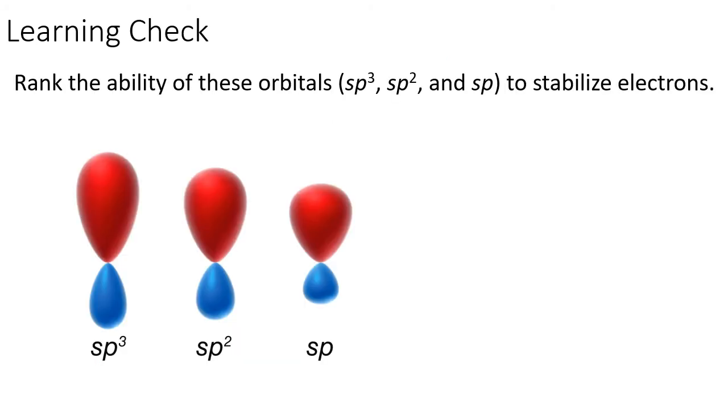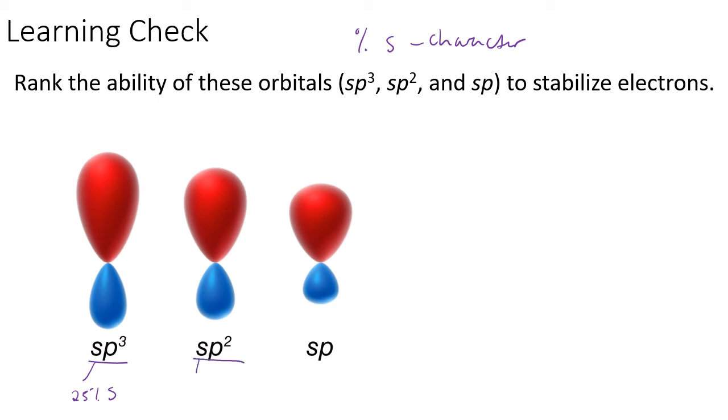The three major hybrid orbitals that you will see in organic chemistry are sp3, sp2, and sp. So if we rank the ability of these orbitals to stabilize electrons based upon their percent S character, what's going to be our ranking? sp3 hybrid orbitals are about 25% S character. The other 75% is P character.